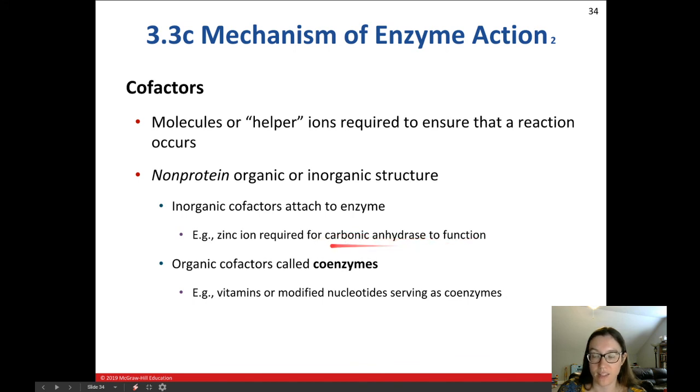And this is an important enzyme that we'll talk about in 169. So we need zinc in our diet in order for this enzyme to function. And that enzyme is important for making important reactions occur.